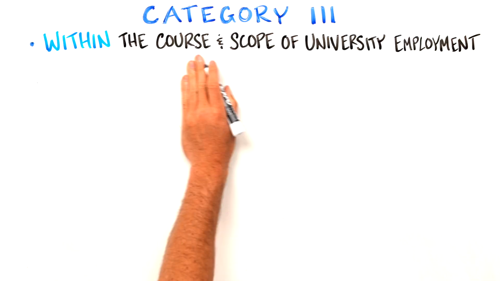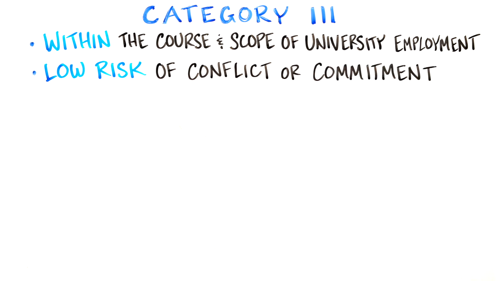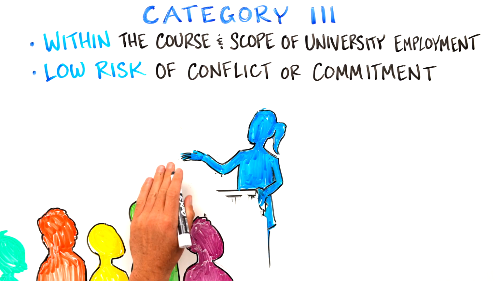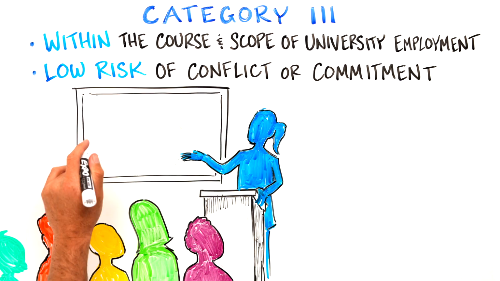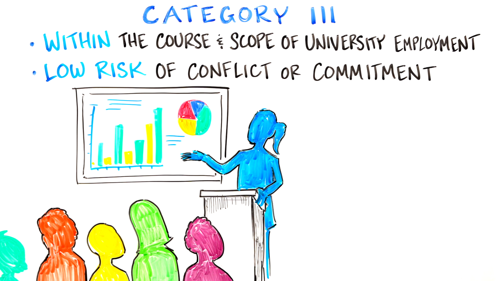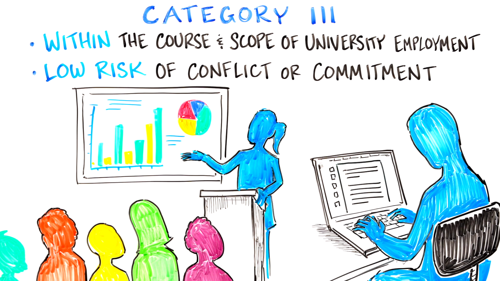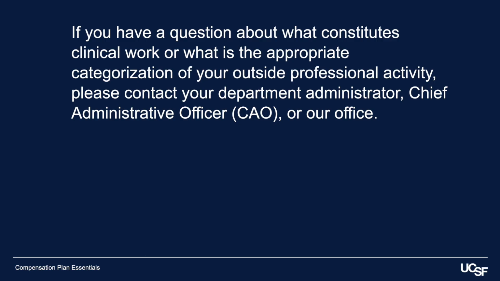Category 3 activities are considered within the course and scope of university employment and have a low risk of conflict of commitment. Examples of Category 3 activities include serving on an editorial board, giving professional presentations, service on a federally sponsored grant review committee, and/or reviewing manuscripts. If you have a question about what constitutes clinical work or what is the appropriate categorization of your outside professional activity, please contact your department administrator, chief administrative officer, CAO, or our department.